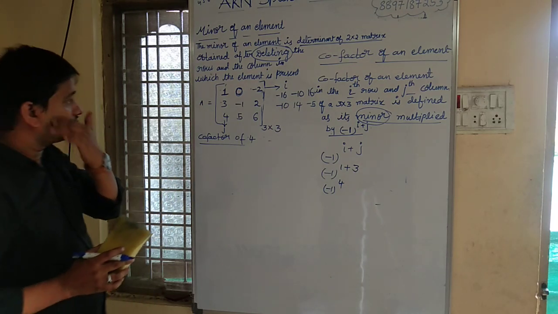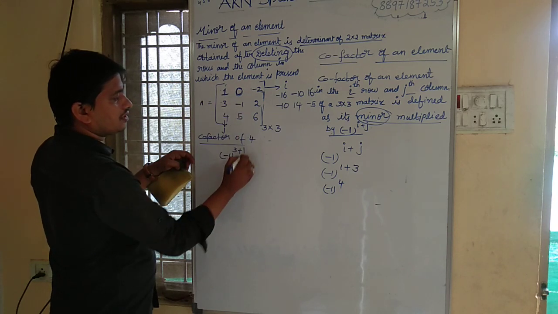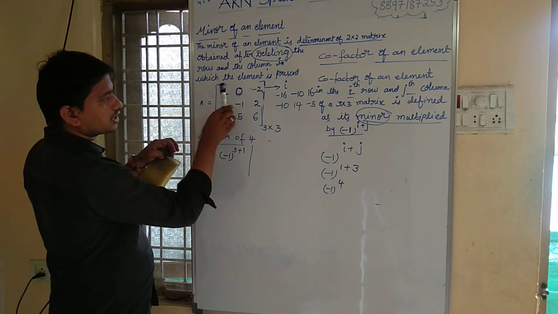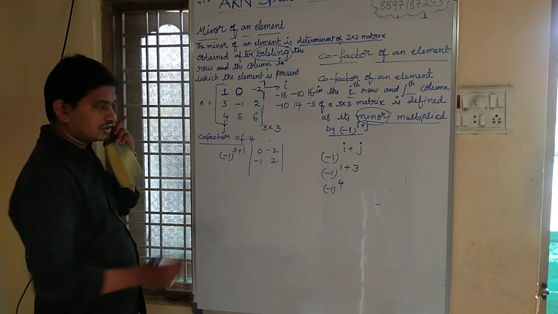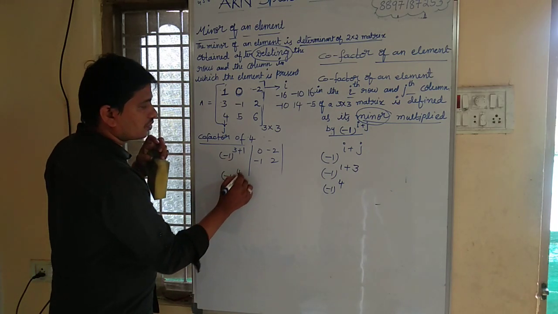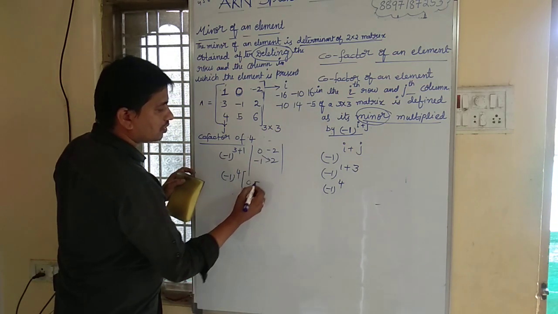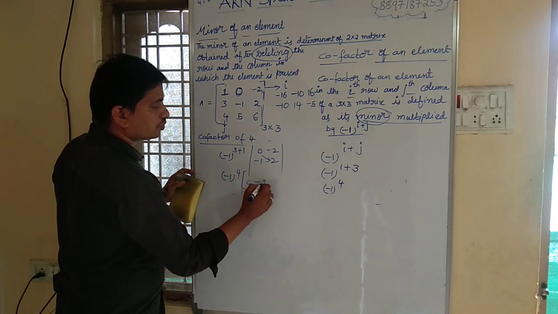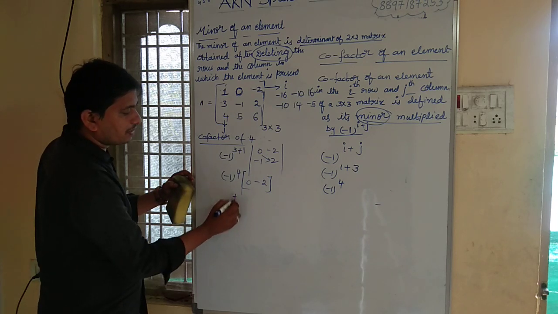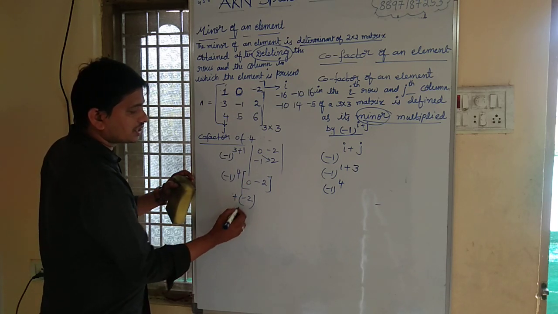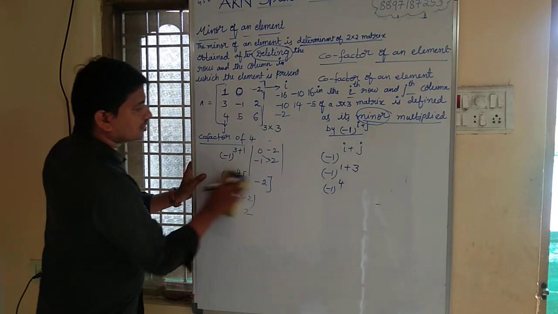Now how to find cofactor of element 4? 4 is in third row, first column, and corresponding row, corresponding column you remove. Elements are 0, minus 2, minus 1, 2. So minus 1 to the power 3 plus 1, 4, whose determinant is 0 into 2, 0, minus into minus plus, 1 into 2, is 2. If the power is even number, result will be plus. 0 minus 2, children, that is minus 2. Cofactor of 4 is minus 2.